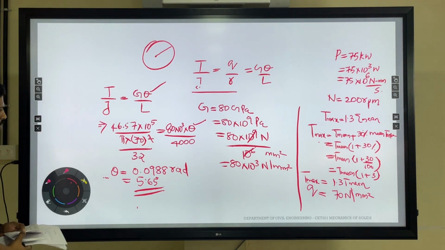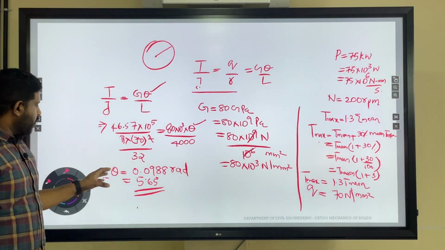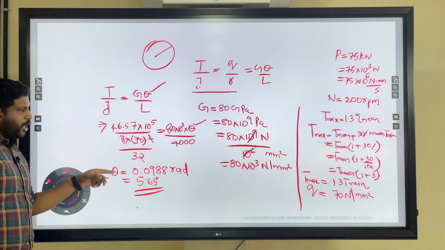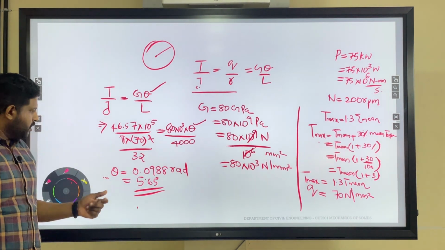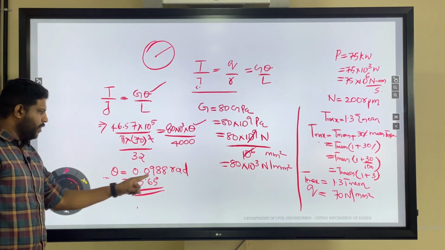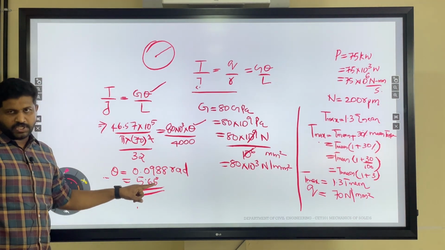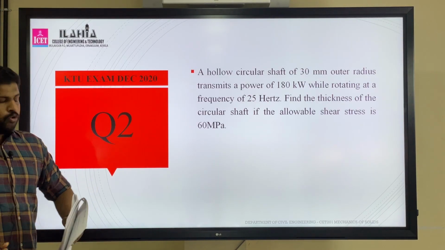So, two things to be calculated in the question. First, the diameter of the shaft, that is 70 mm. Next, the angle of twist, that is 0.098 radian. In degrees it is 5.65. Now we can move on to the second question.